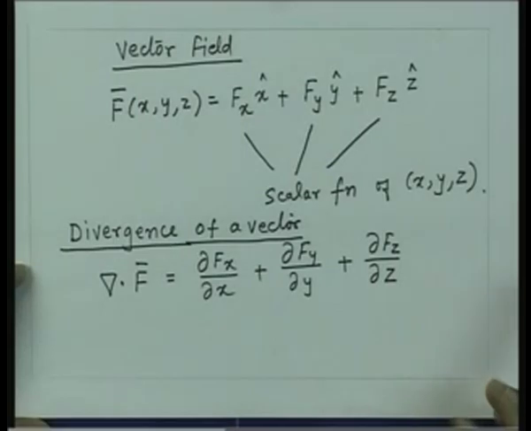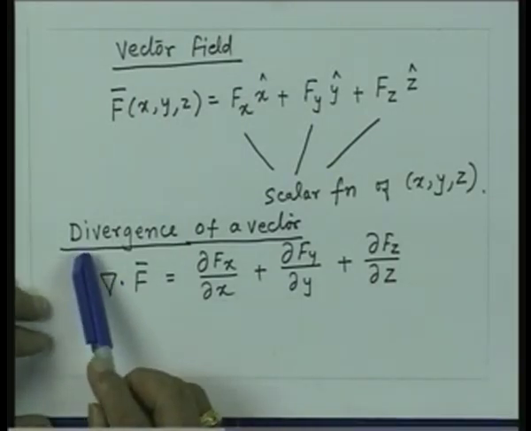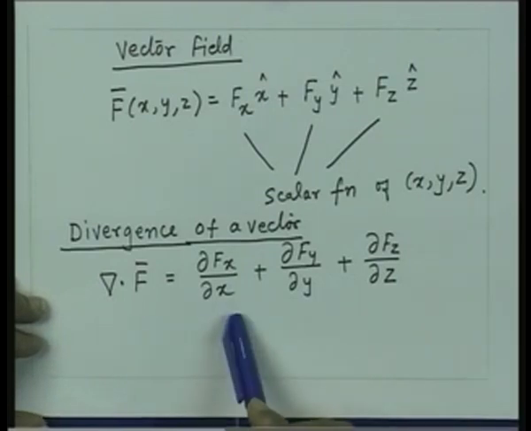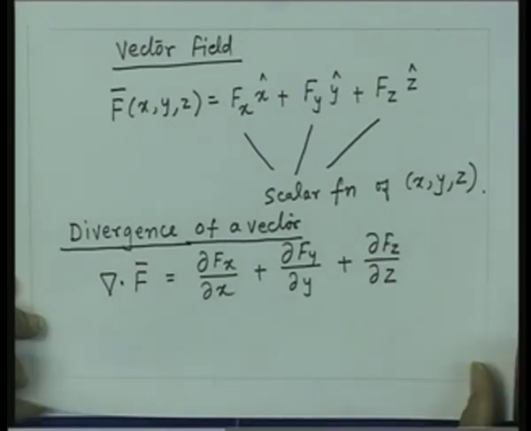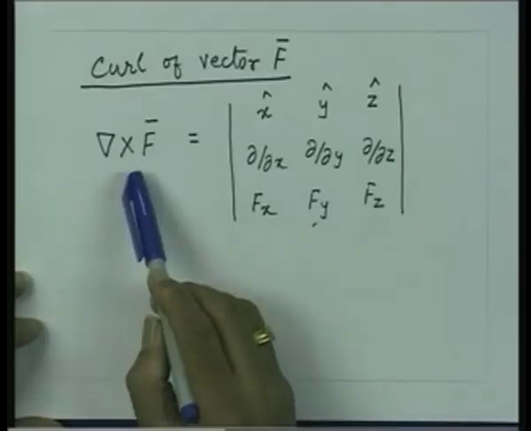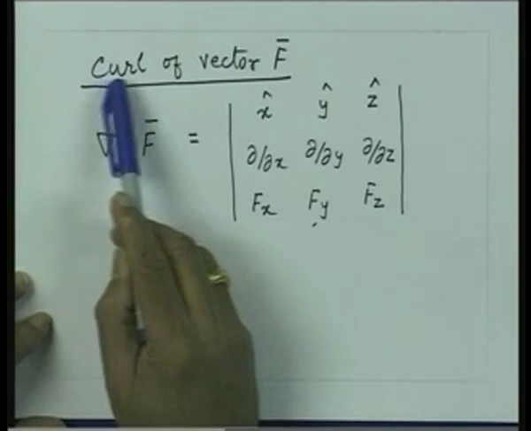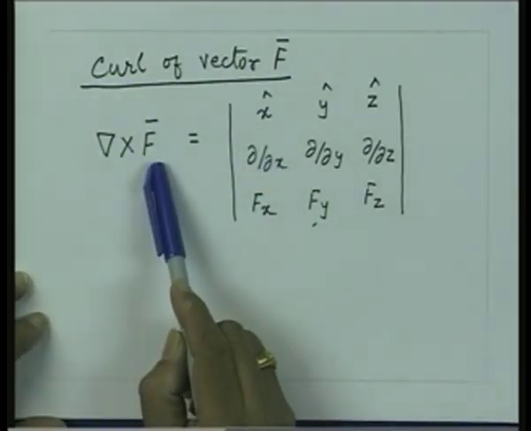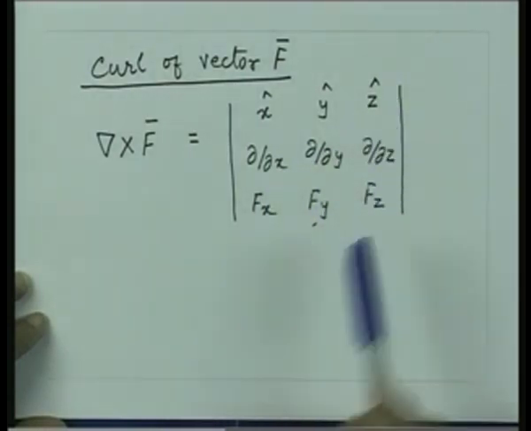Then we defined for the vector fields the operation del dot f, and this quantity we call as the divergence of vector f. This quantity is a scalar quantity. Thirdly, we had defined the vector operation, which was the cross operation, and we call that as the curl of vector f. So, del cross f is given as a determinant of this matrix.